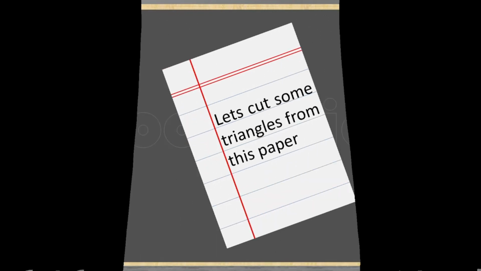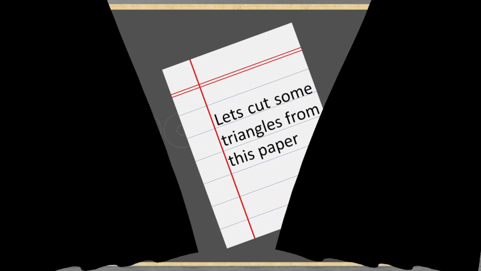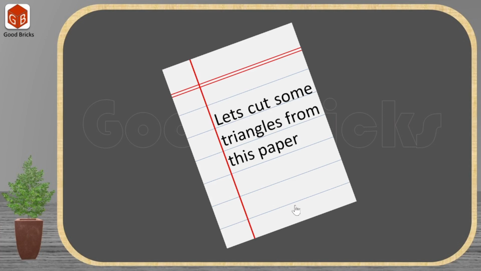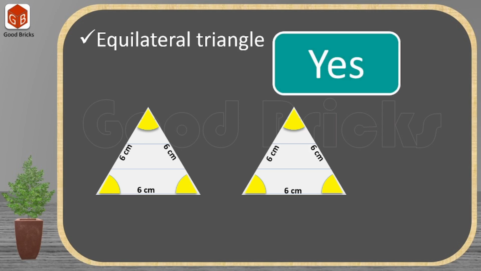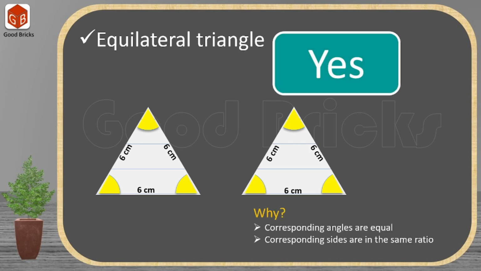Let us now take a paper and cut some triangles from this paper. So now finally we have two equilateral triangles which we have taken from the paper. Now the question is whether these two triangles are similar or not. If I ask this question, then your answer might be yes. Now you should know the reason why these two triangles are similar.